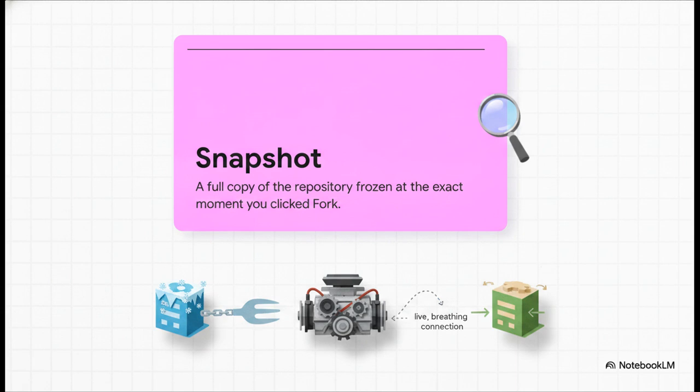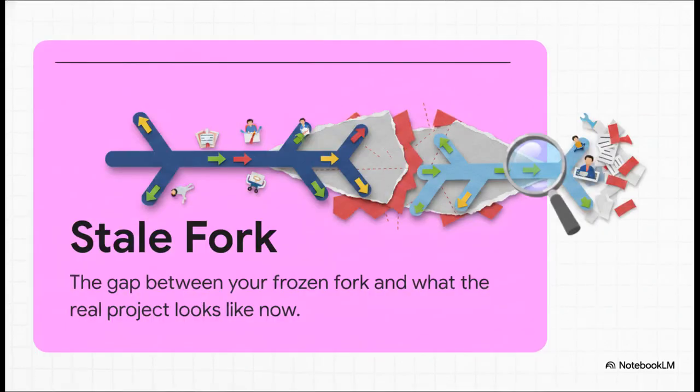From that second forward, your fork and the original project, they're two totally separate entities that just happen to share a history up to that specific moment. And right here is where people get tripped up. The original project doesn't just pause and wait for you to finish your work. Other contributors are still out there, merging pull requests. The maintainer is pushing fixes. So a few weeks later, the original repo might look completely different, but your fork, it doesn't update itself.